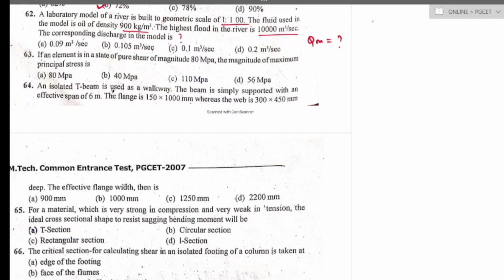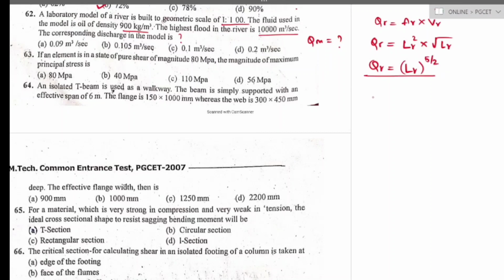Applying Froude's law, we know that the discharge of the river is equal to the area of the river multiplied by the velocity of the river. Discharge of the river is equal to Lr square multiplied by square root of Lr. Therefore, the river discharge is equal to Lr to the power of 5/2.